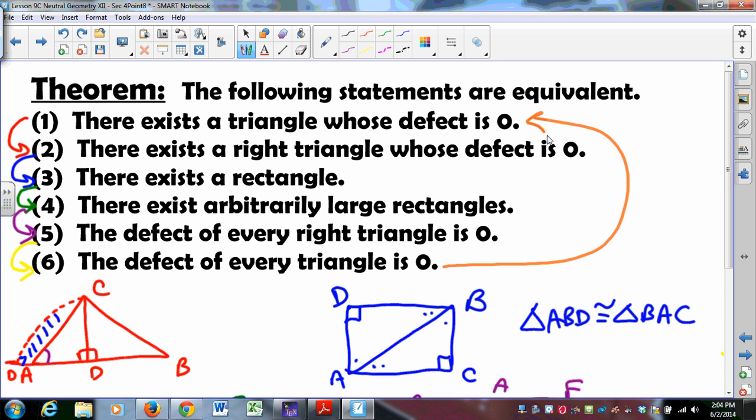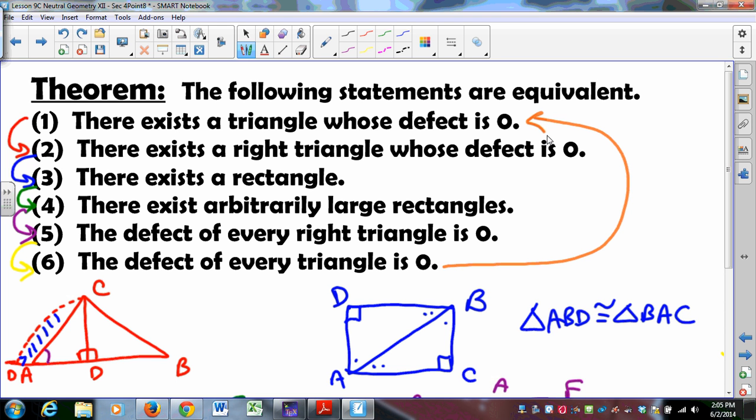This is a big deal because if you can draw a rectangle, then that implies that every single triangle has an angle sum of 180 degrees. Every single one. That is huge. And so you might say, there exists a rectangle is the same thing as saying Euclid's parallel postulate. And now we're back into yesterday's lesson.